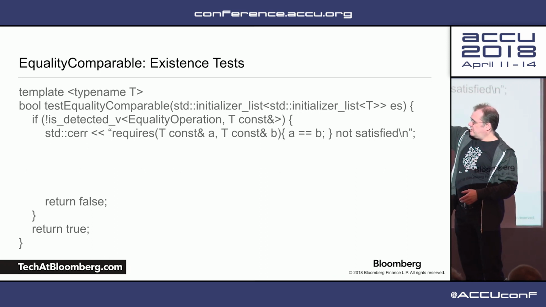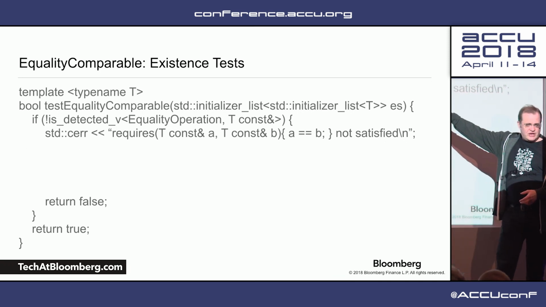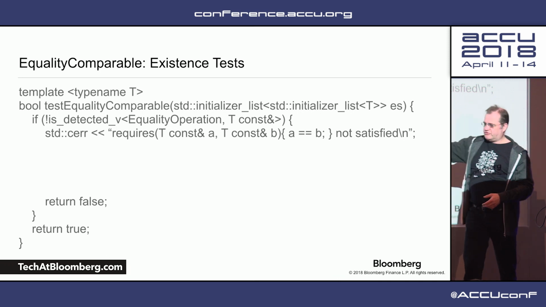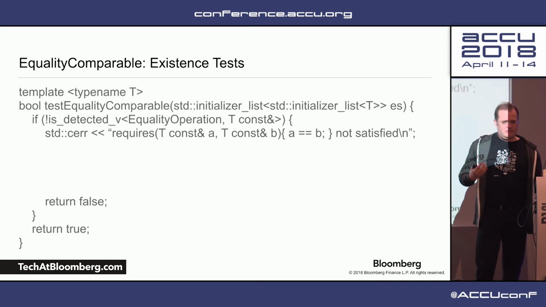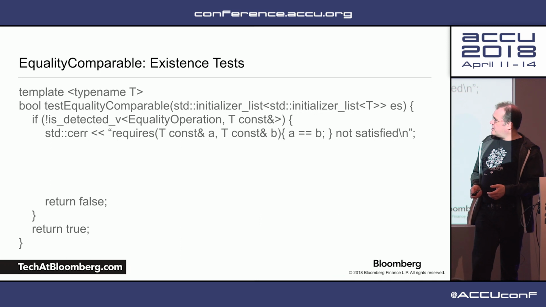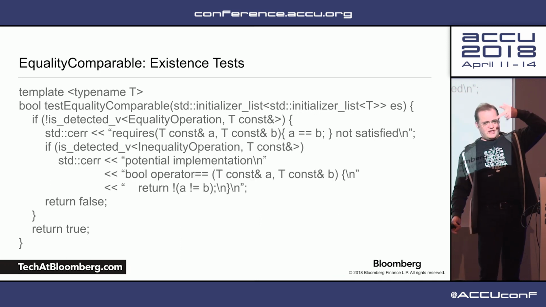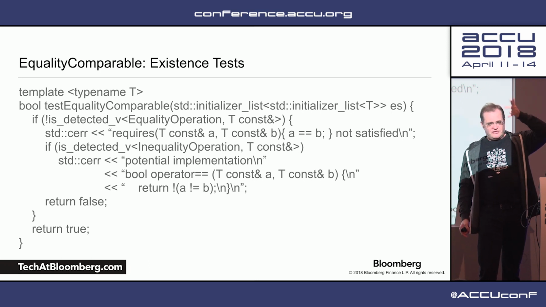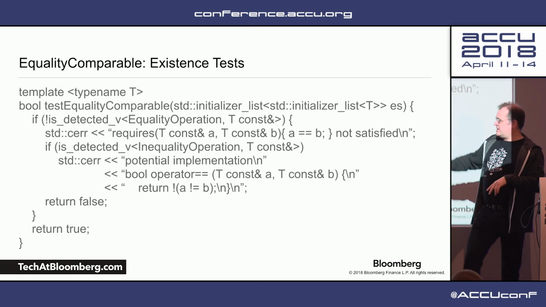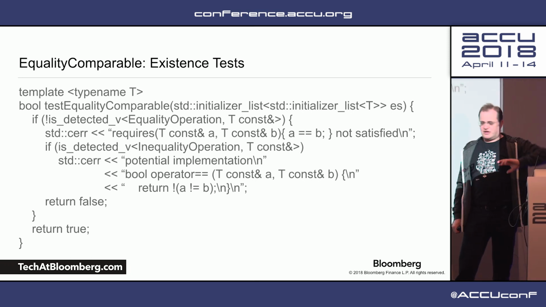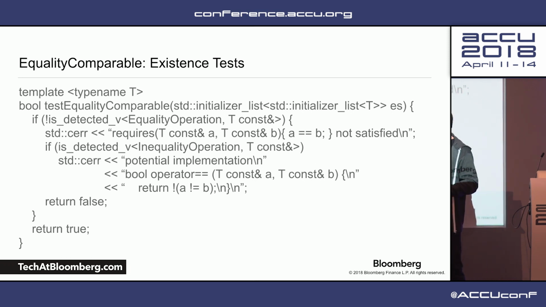So is_detected_v of, or not is_detected of that thing, means we don't have that thing. So we can nicely report this requirement is not satisfied, and we just print that. We just run it, print it, return false, so we have a failed test case. That is simple and straightforward. We could do a little bit better, and we could actually say, well, equality and inequality are symmetric. If somebody implemented inequality, we can just say, here's the implementation, which you can just cut and paste. This is a little bit naive.